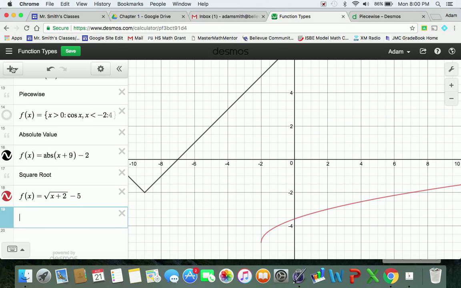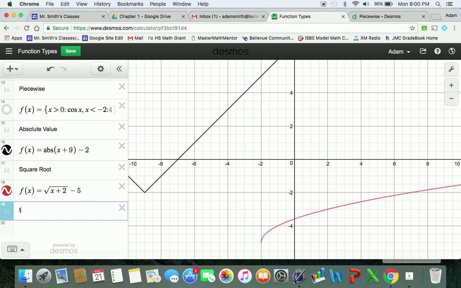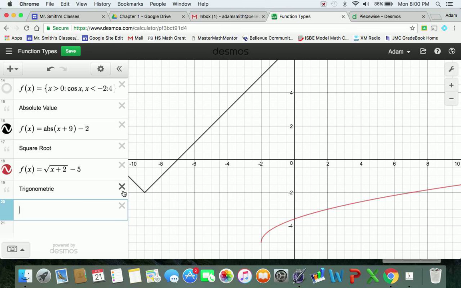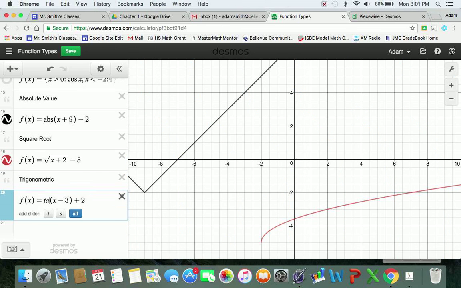I do want to talk about one more that I just kind of recalled as I made that piecewise function, a trigonometric function here. Trigonometric functions contain exactly what you might think, one of the trig functions. So like sine of x. I did sine of x plus 2 to move it up, or sine of x minus 3, then plus 2, and so on. Okay, it doesn't have to be sine. It can be cosecant. It can be cotangent. It can just be regular tangent.